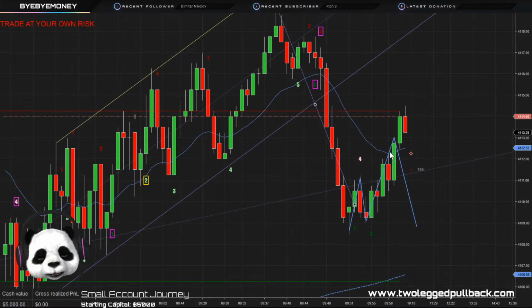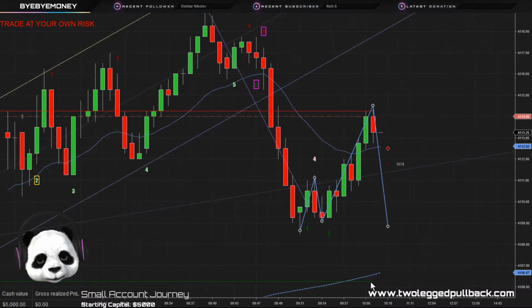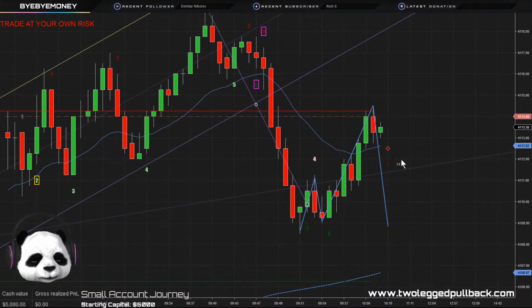This is hard because now it has broken above the 20 EMA with strong bull bars. We do have a reversal bar here, a pretty strong reversal bar, and we are at the middle point. Man, it's hard. Should I take this two-legged pullback? It's above the 20 EMA now, closing above the 20 EMA.